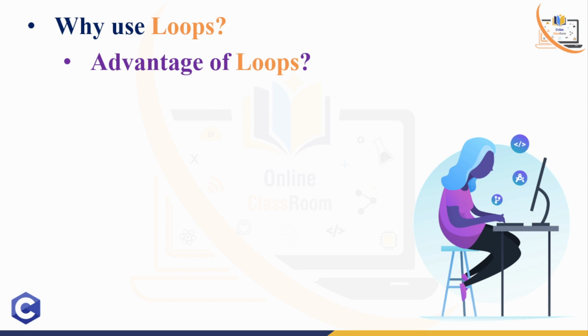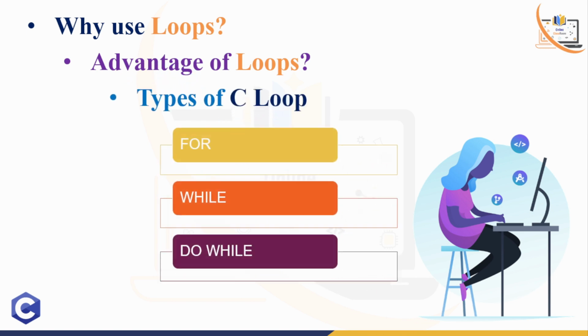Again, the next question that comes to mind is the types of loops in C programming. The first one is the for loop, the second is the while loop, and the third is the do while loop. Today we are going to discuss the for loop.